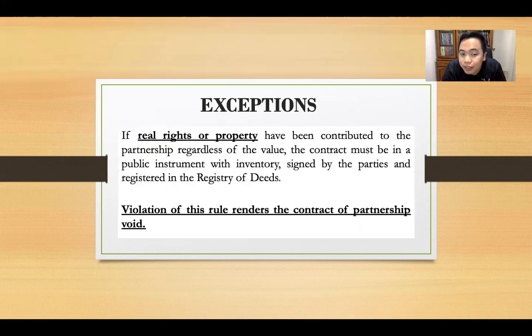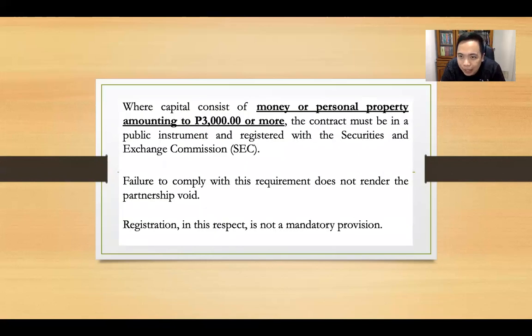If the contribution consists of real rights or property, then you have to comply with 3 requirements. The contract must be in a public instrument, the inventory must be signed by the parties, and it must be registered in the registry of deeds. Now, if the contribution, on the other hand, consists of money or personal property amounting to 3,000 pesos or more. I want to emphasize that, class, 3,000 pesos or more. Kasi minsan nalilito kayo pag sinabing 3,000 sakto, isipin nyo, nako, covered kaya ito ng rule o hindi? Di ba? Tandaan nyo, class, 3,000 pesos or more.